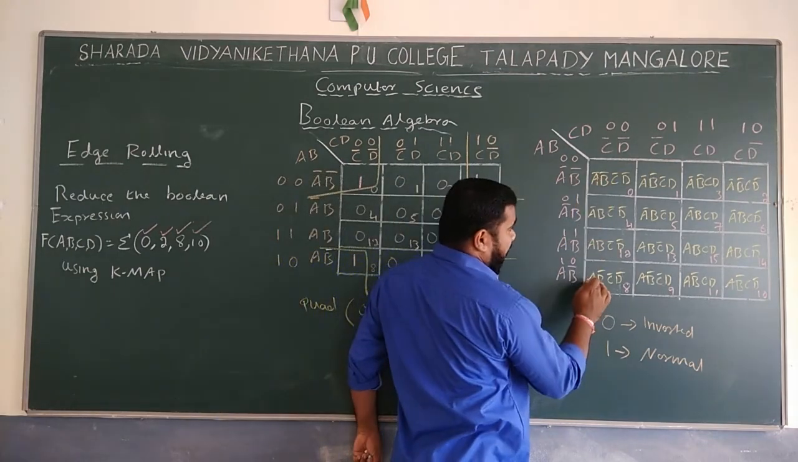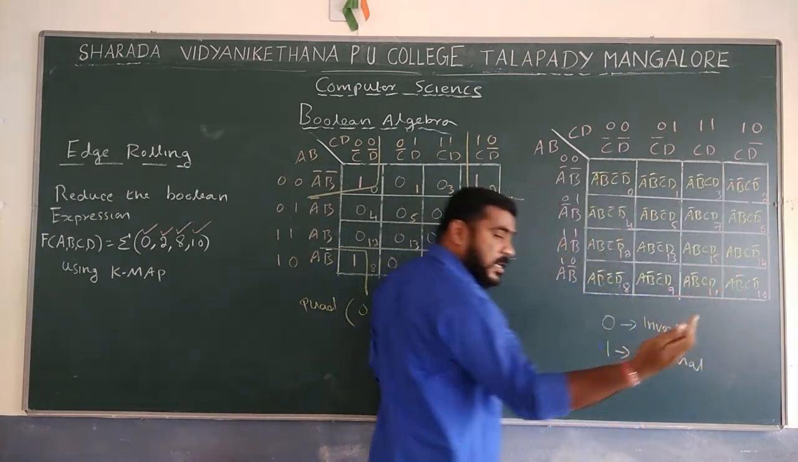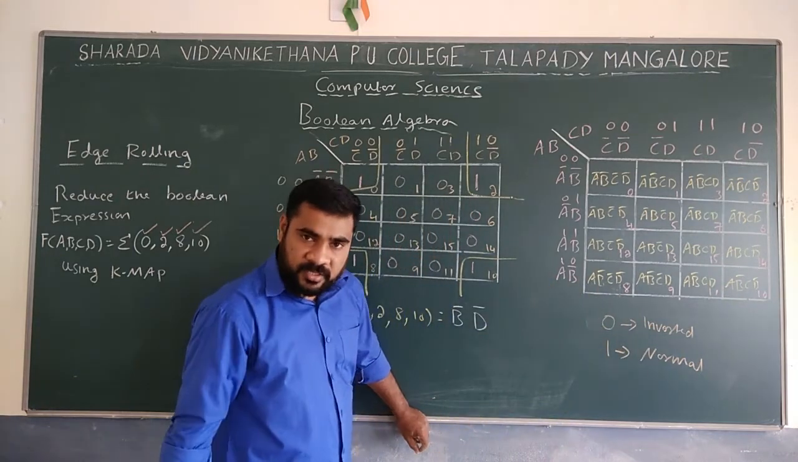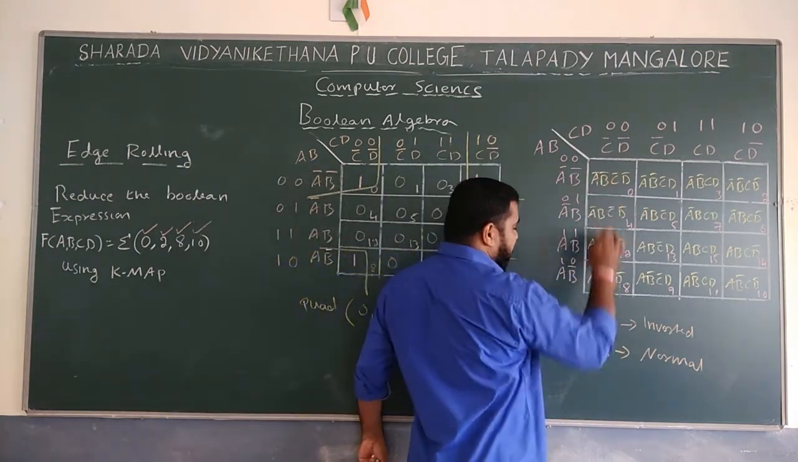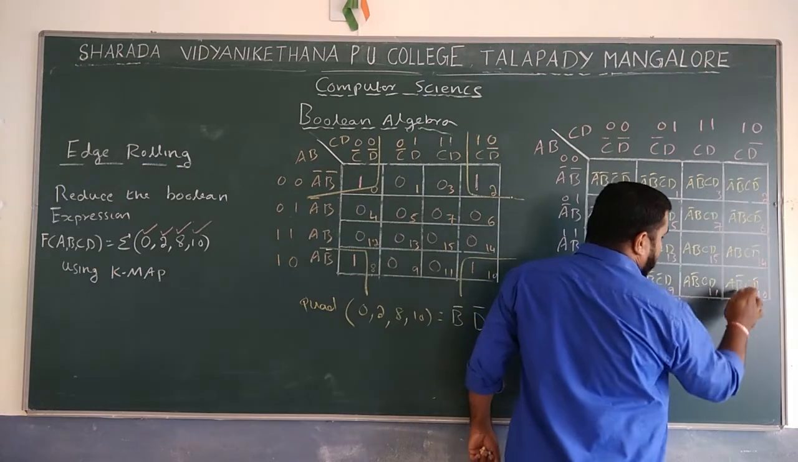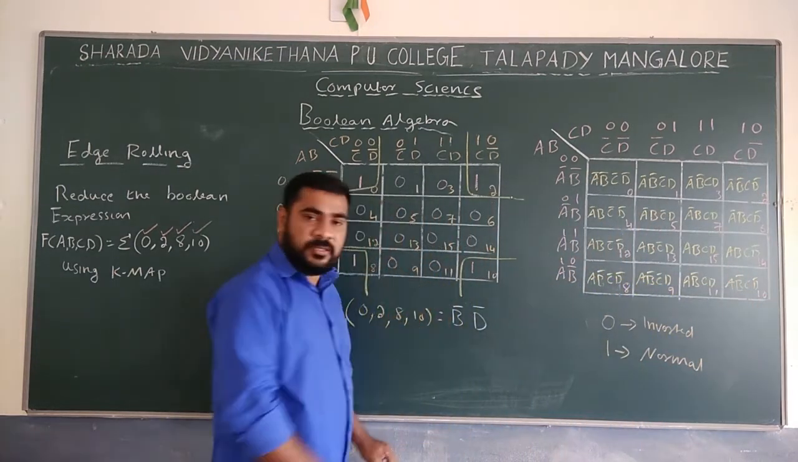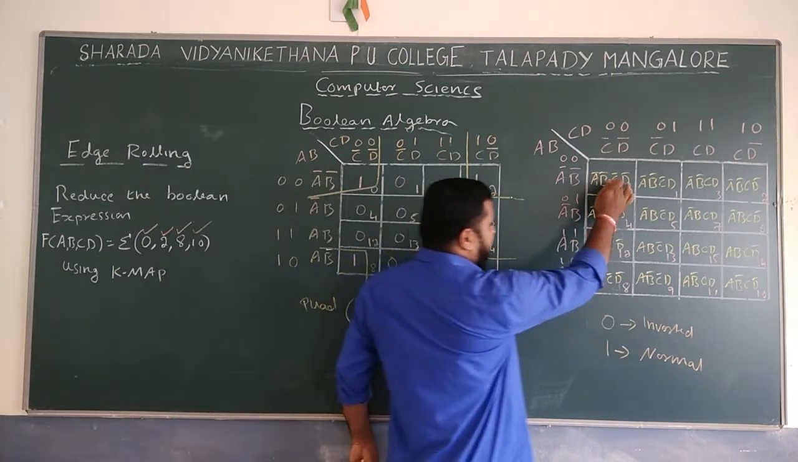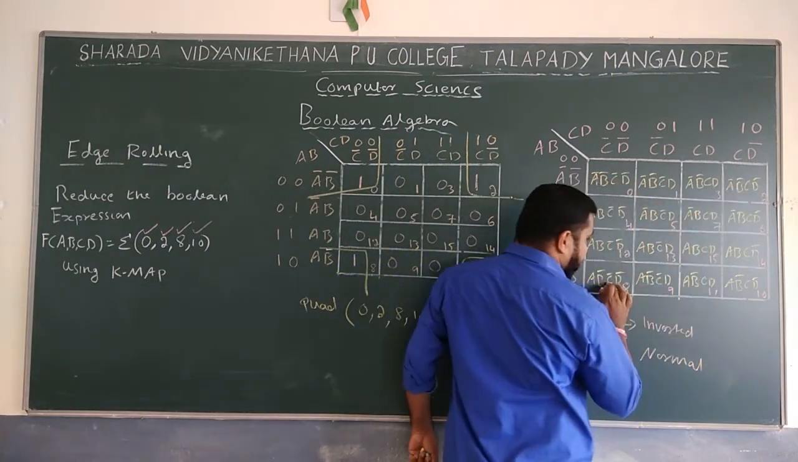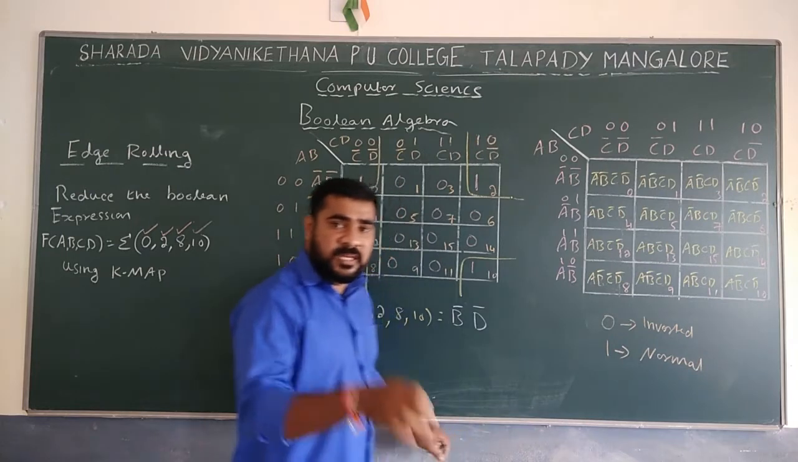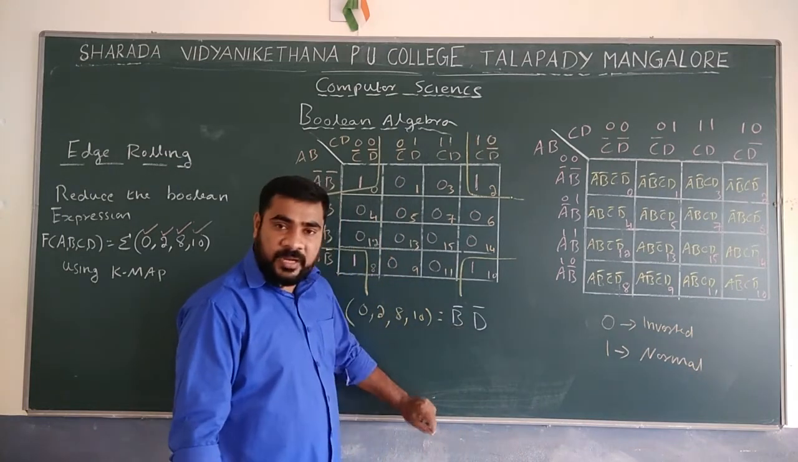A dash, A. A is there, A dash is there, so that's not a common term. The next one is B dash, B dash. So B dash is a common term, so we take B dash. The next one is C dash, C. C dash is present and C is also present, so that is not a common term. I didn't write that one.